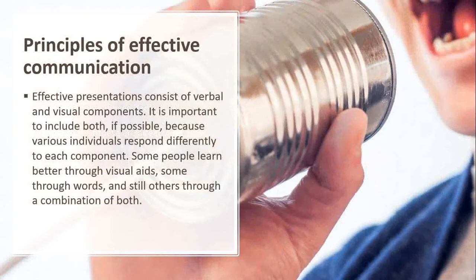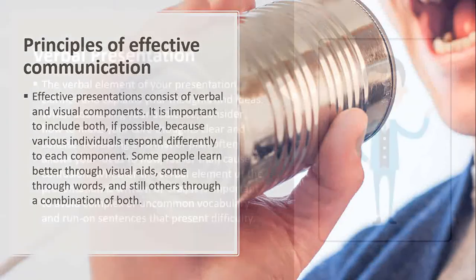Principles of effective communication. Effective presentations consist of verbal and visual components. It is important to include both, if possible, because various individuals respond differently to each component. For example, some people learn better with visual aids, and some through words, and still others through a combination of both. So it's important to make sure that we're catering to all types and suited components and how people learn best.